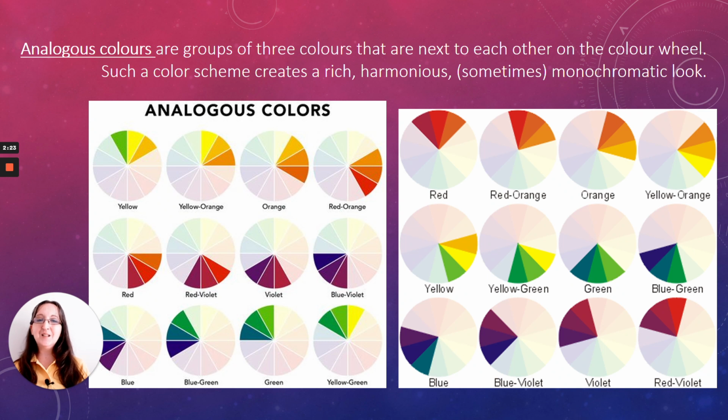Such a colour scheme creates a rich, harmonious, or sometimes a slightly monochromatic look. Monochromatic is using the one colour and all the hues and values within that one colour. So analogous is different because it has more than one colour. But for example, it could look monochromatic.